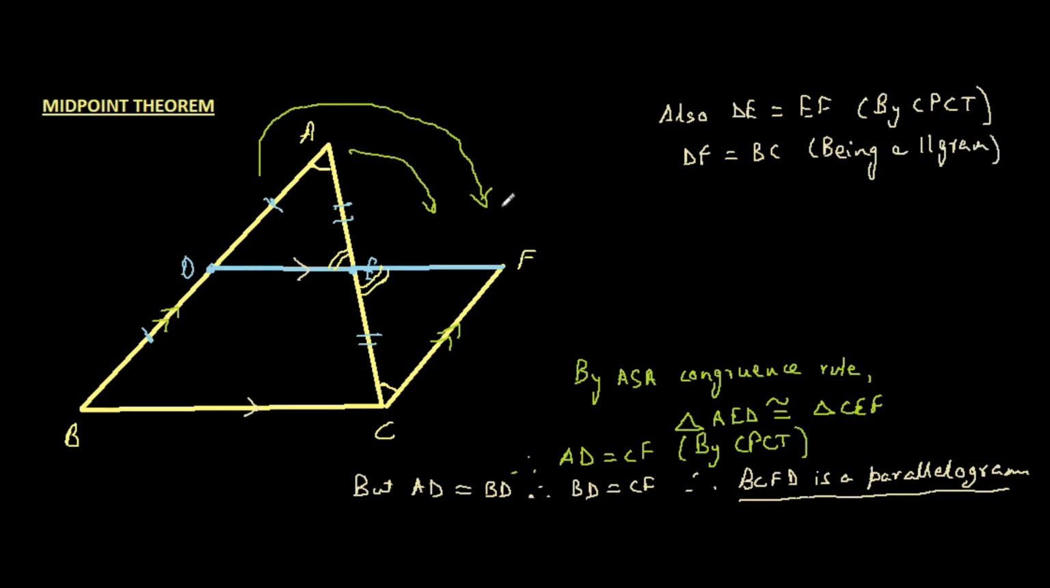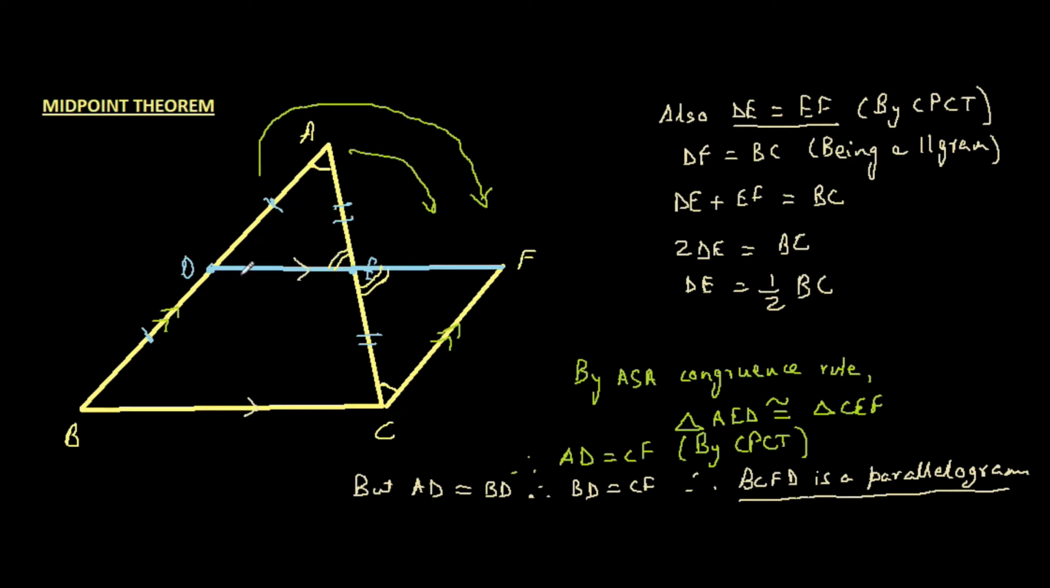But what is DF? DF I can write differently as DE plus EF also. So DE plus EF is the same as DF. That should be equal to BC. But DE is equal to EF as we have written here by CPCT. Therefore, 2 times DE is BC, or dividing both sides by 2, we get DE is equal to half of BC.